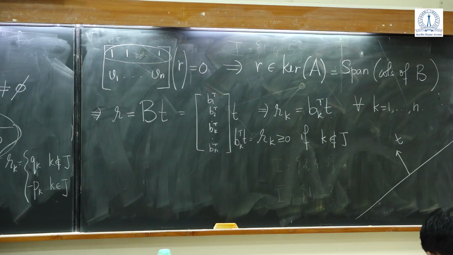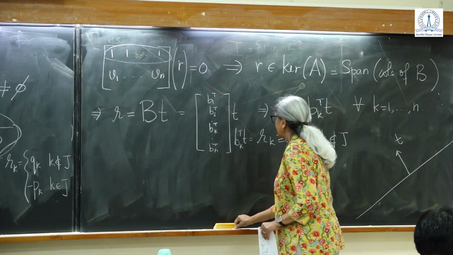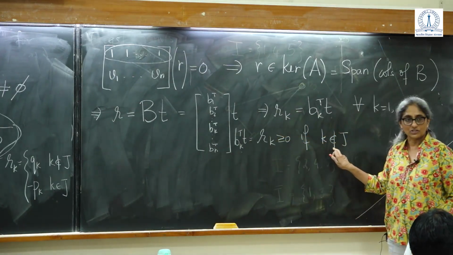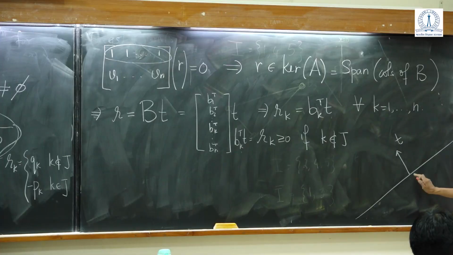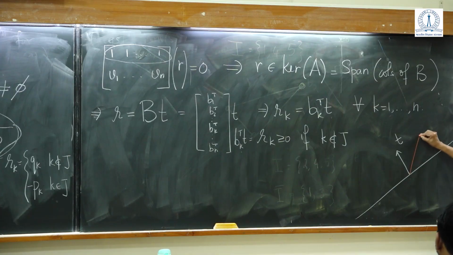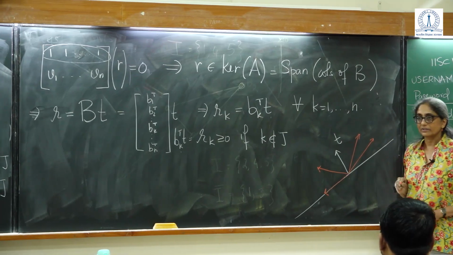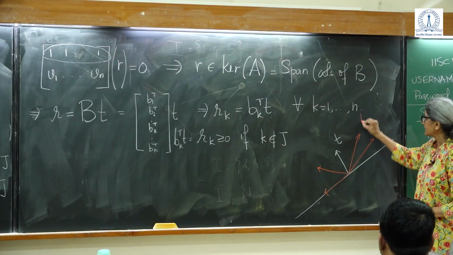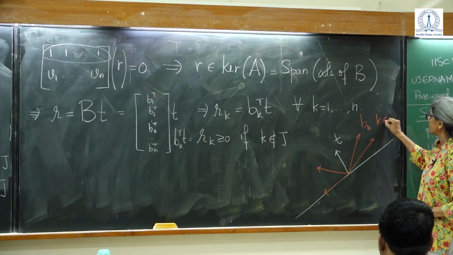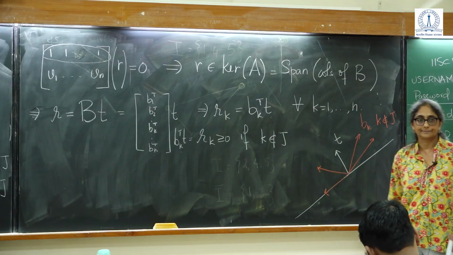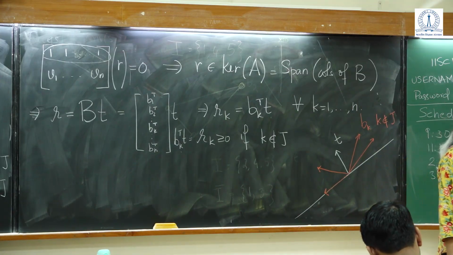So how can I draw those BK's in my picture? I just want to draw the BK's where K is not in J. Here's my hyperplane with normal T. So it makes an acute angle. Yeah, it has to make acute angles. So all those BK's are going to look like this. Maybe one of them even lies on this hyperplane. That's okay. So this is how all the BK's where K is not in J will look.